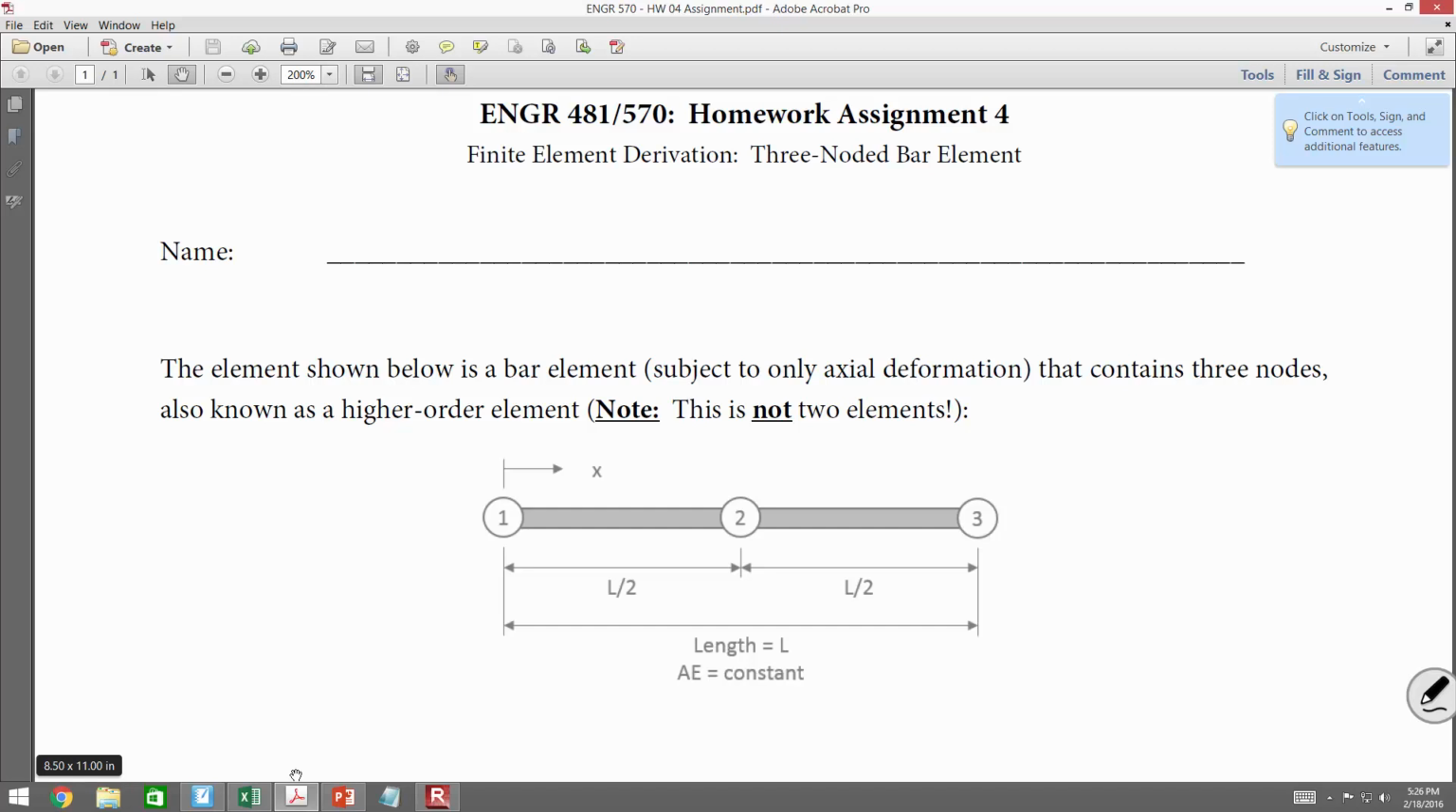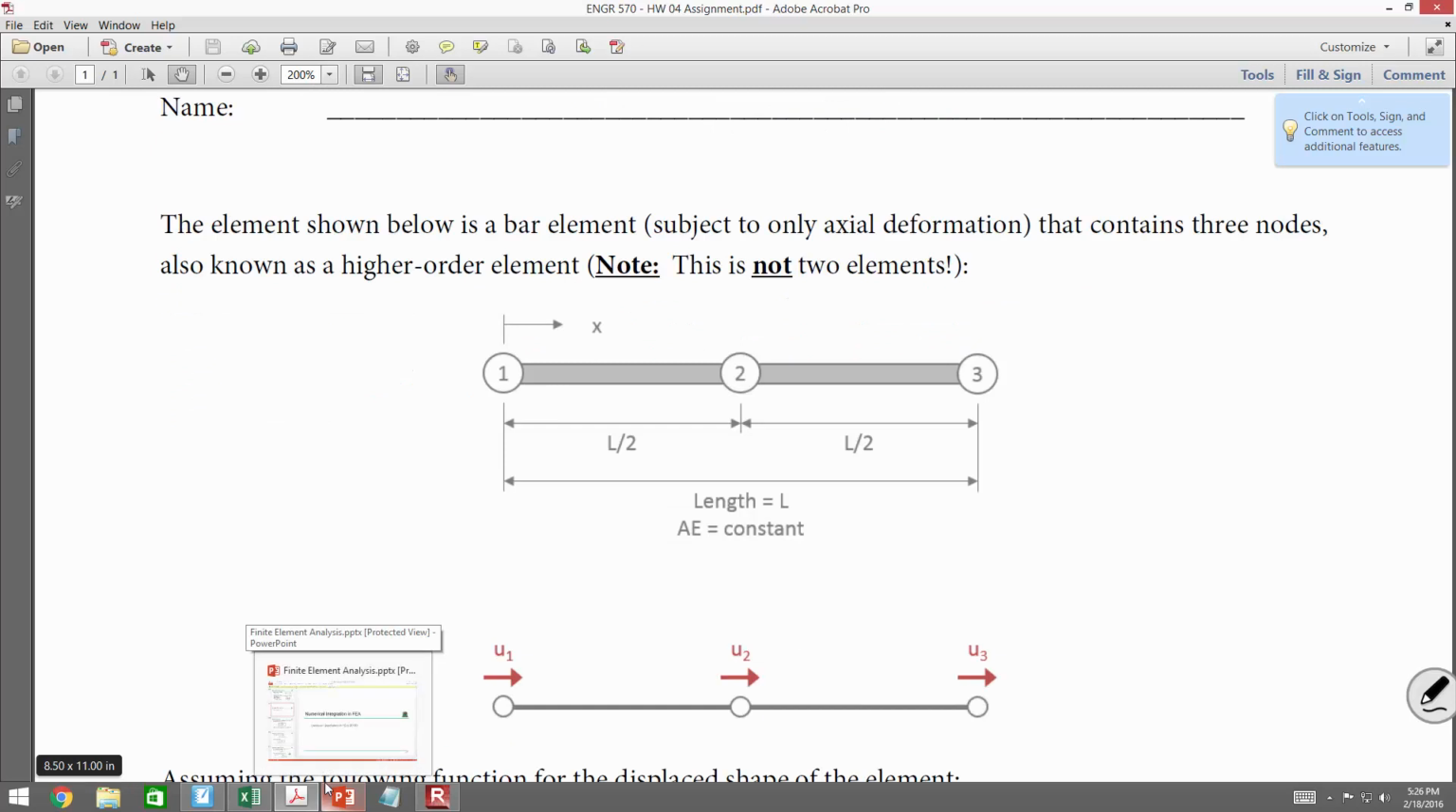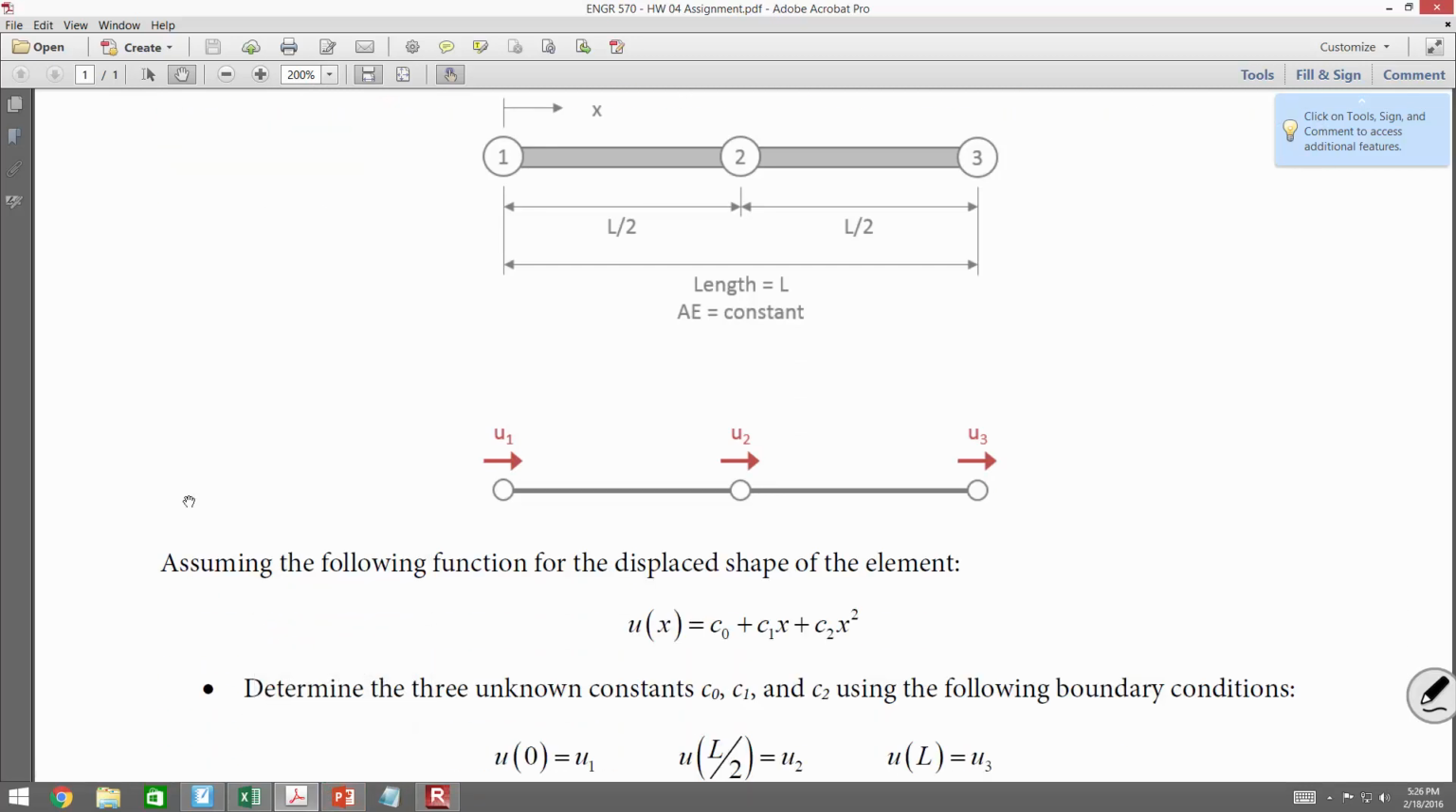In other words, when we assume our displaced shape for this element, we are assuming that we know three values, not two. So we're dealing with a three-noded bar. Our displacements, we have a U1, U2, U3 on each node. Because there are three nodes, and because we have three constants associated with that, I want you to assume the following displaced shape.